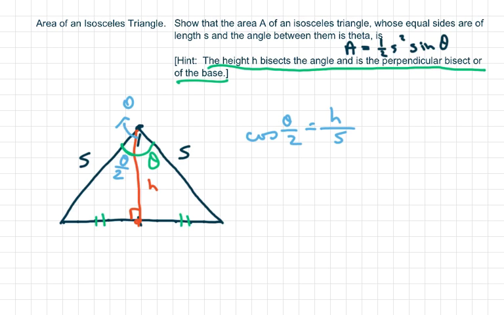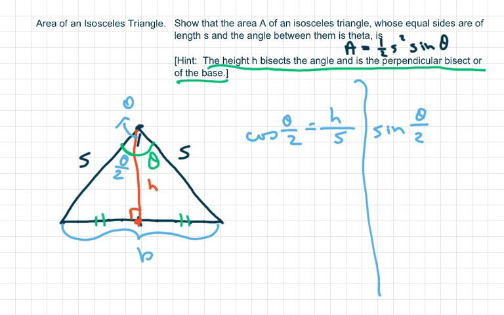So there's that. And now let's do sine. So sine, and again we're halving this angle because we bisected it. So sine of theta over 2 is going to be opposite over hypotenuse. The opposite here, if this is your base, is 1/2 the base. So 1/2 b over your hypotenuse.